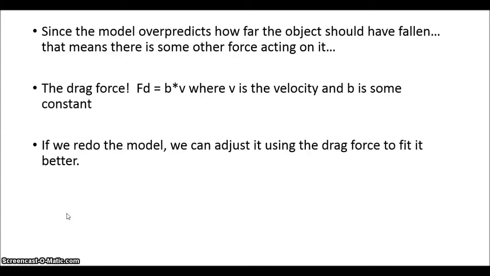So for the drag force, we know that the formula for it is b times v, where v is the velocity at a given time, and b is some constant that is specific to each object. Since I don't know how to figure out what b is going to be, we can adjust the model using the drag force to account for the average acceleration that we found.